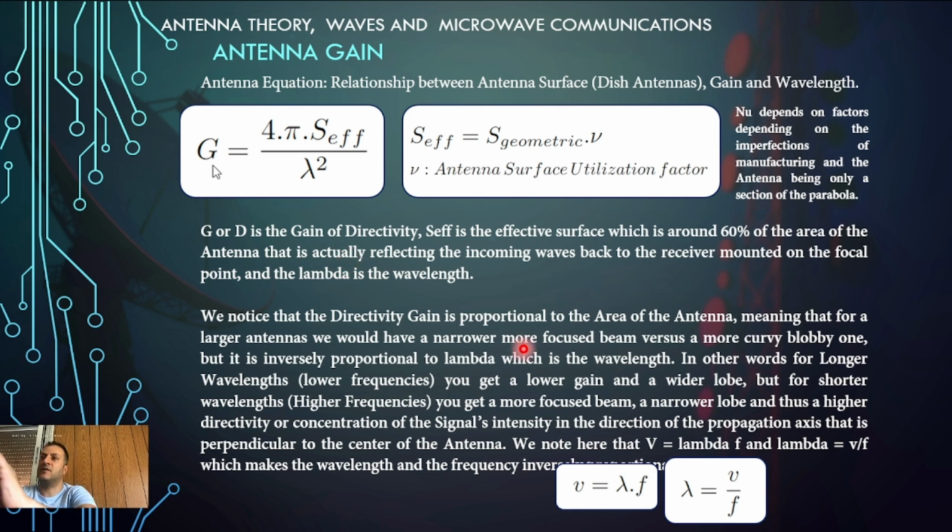Why? Because lasers are very high frequency signals. They operate at a very short wavelength. That's the secret behind them. All right, so we know that V equals lambda F, so wavelength and frequency are inversely proportional. That's the point here.